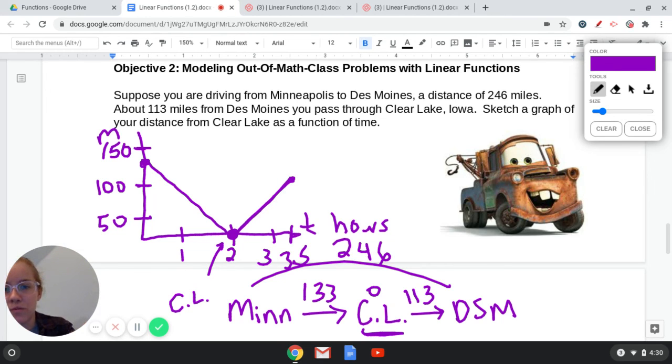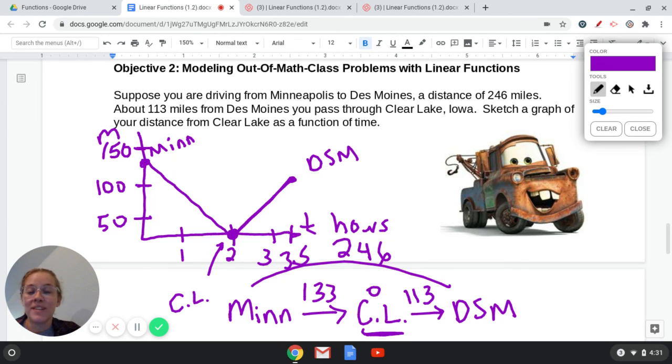So this point right here will be Des Moines, right? We're going to Des Moines, yep. And this point right here is in Minneapolis. And that is a sketch of our distance away from Clear Lake as a function of time, with a lot of estimating.